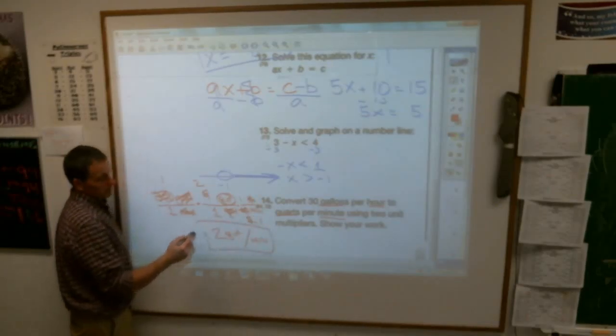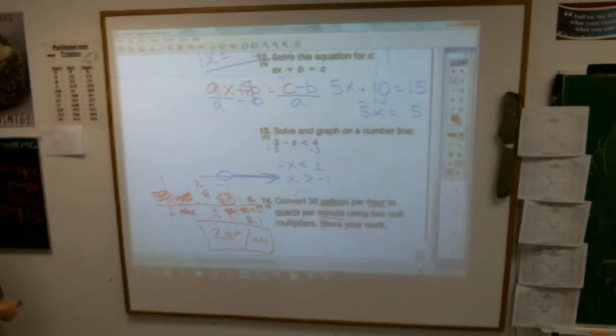2 quarts per minute. Someday you will come back to me and tell me that unit multiplier / conversion fractions are one of the single most important things you've ever learned in math. The power of it is beyond recognition.